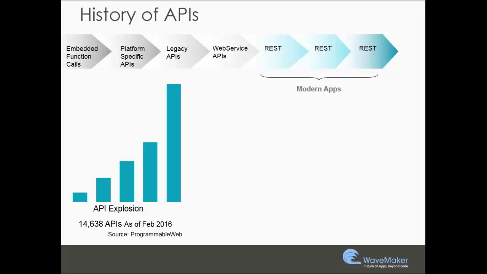So the natural question is, why is there such an explosion of APIs in modern times? The answer is that today there is an explosion of mobile devices. Every enterprise has a mobile first strategy, and the applications developed for these mobile devices consume APIs and create those applications.